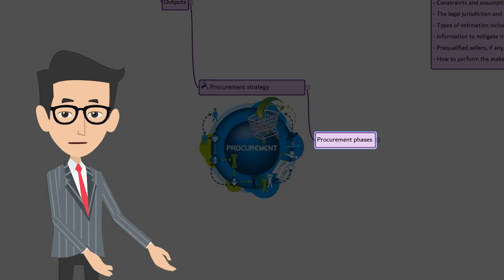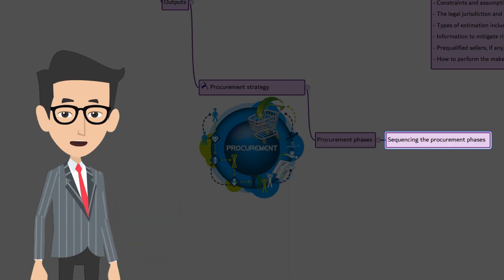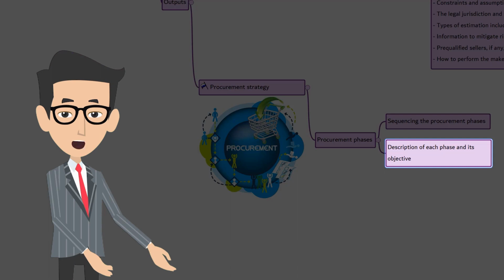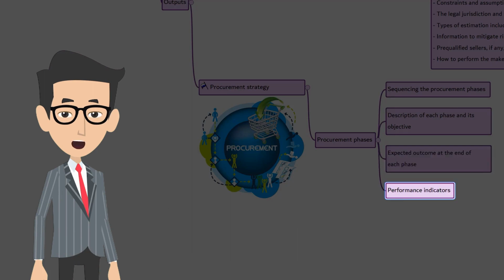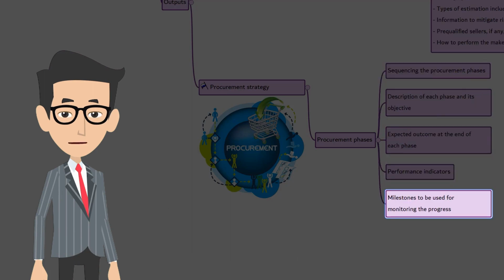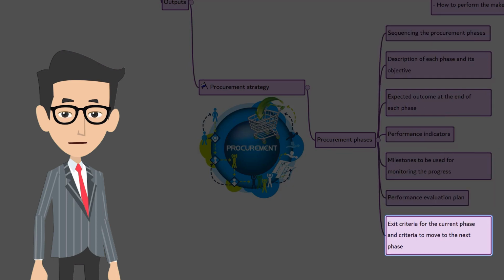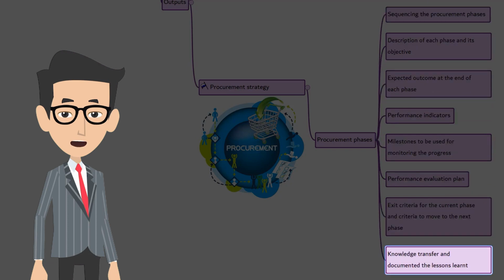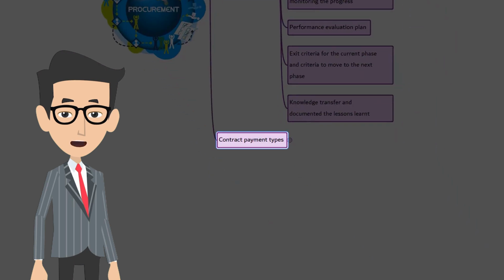Procurement phases. In procurement phases, we are talking about sequencing the procurement phases, description of each phase and its objectives, expected outcome at the end of each phase, performance indicators, milestones to be used for monitoring the progress, performance evaluation plan, exit criteria for the current phase and criteria to move to the next phase, knowledge transfer, and documented lessons learned.